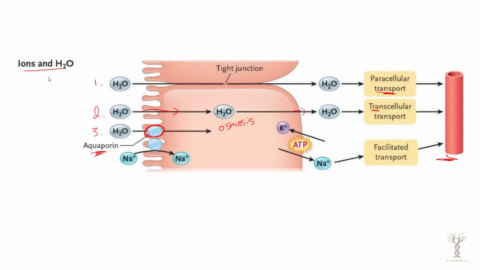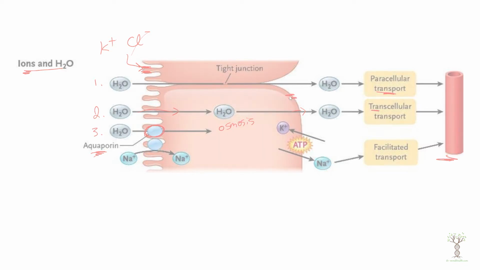Now, ions can move across the membrane, either co-transporting or through their own individual channels, which are not shown here. For example, we can have a potassium channel or a chloride channel, and these ions can move through channels across the membrane. And that would be the same on the basolateral side.